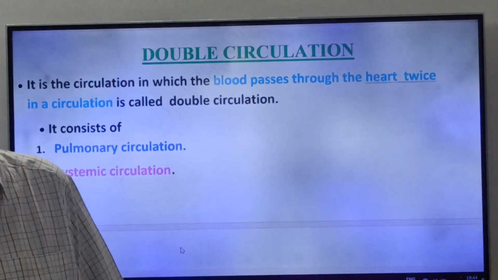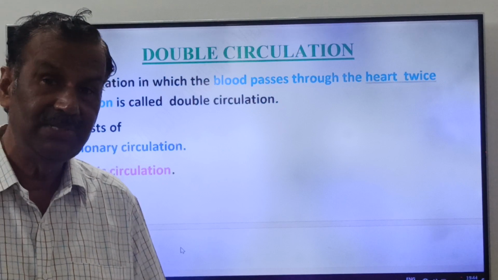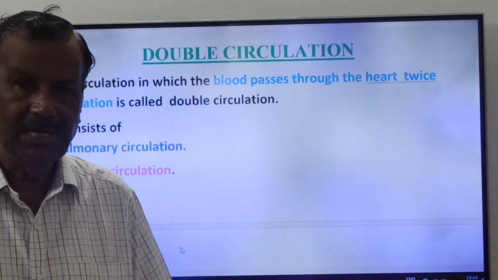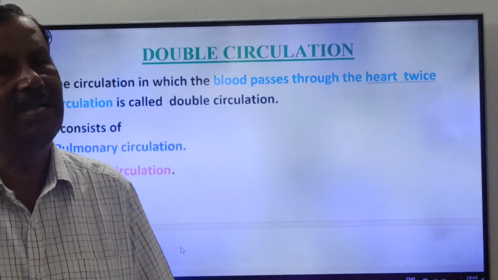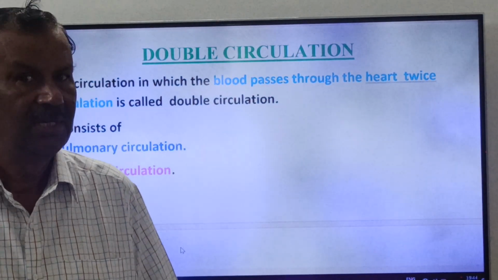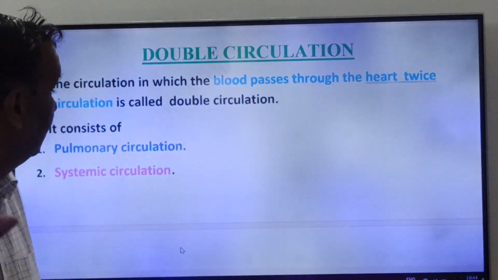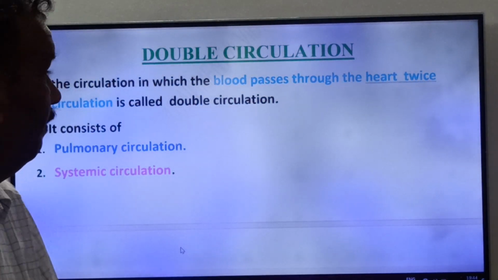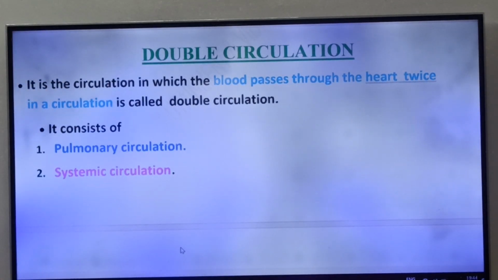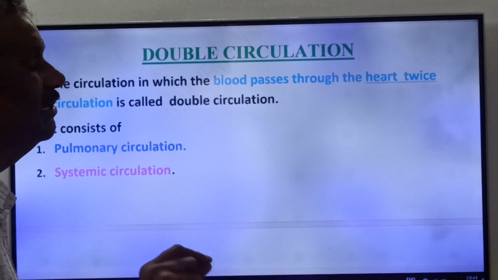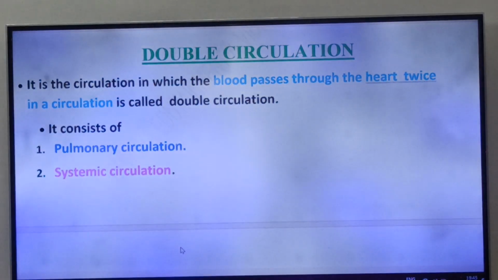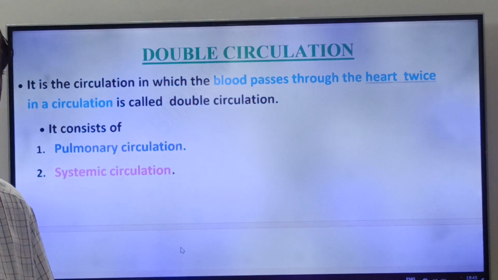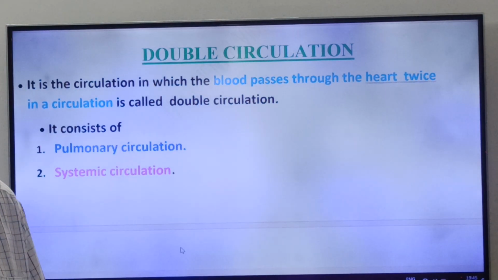from amphibians to mammals. But amphibians and reptiles have incomplete double circulation. Birds and mammals have complete double circulation, friends. Now, what is double circulation? It is a circulation in which blood passes through the heart twice in a circulation. In a circulation, blood is passing through the heart twice, friends. That is called double circulation.